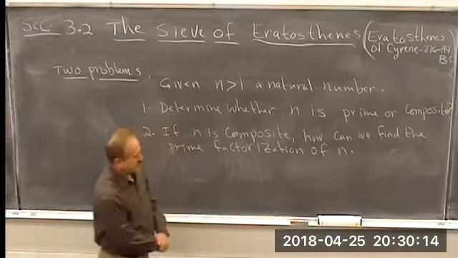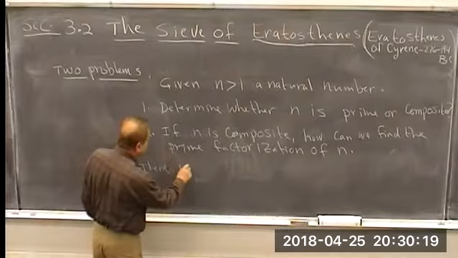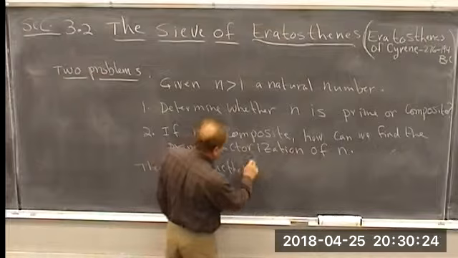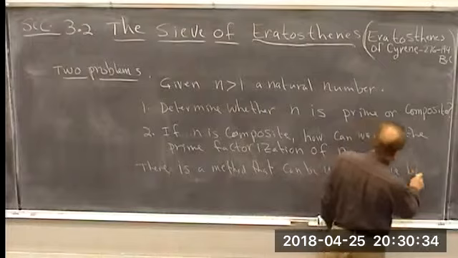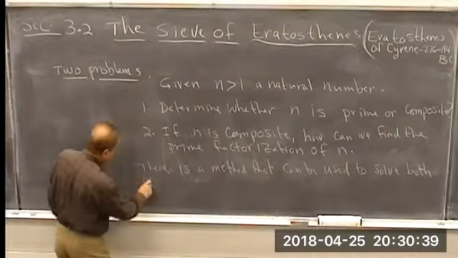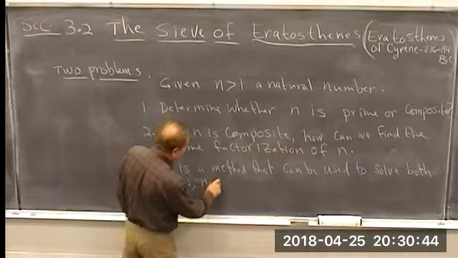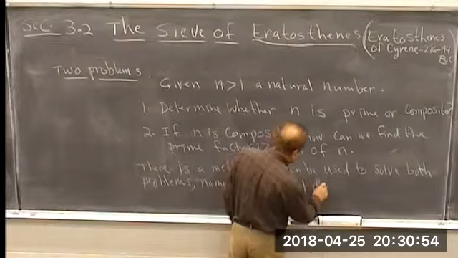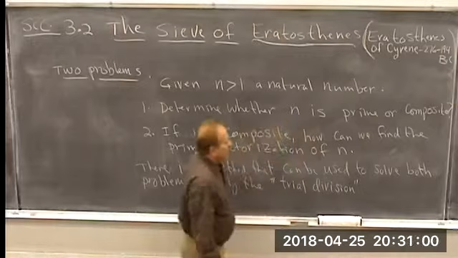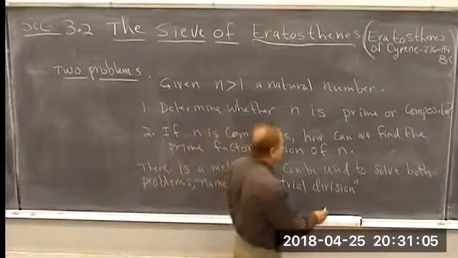So there is a method that can be used to solve both problems, namely the trial division. What is the trial division? Let me call it an algorithm.